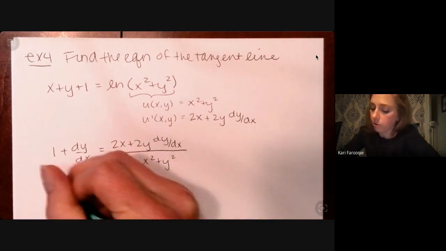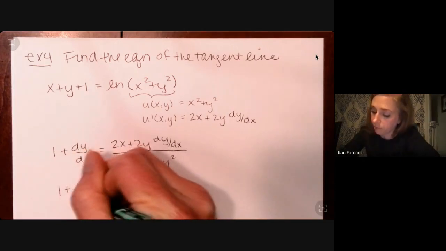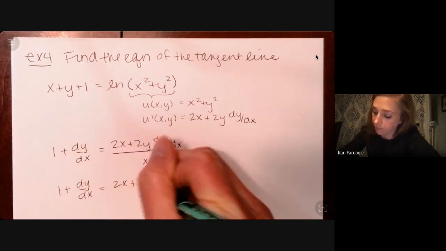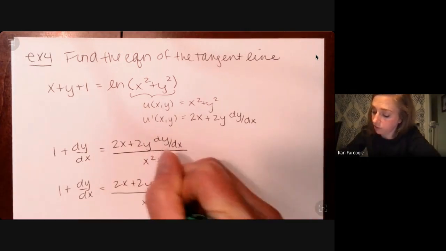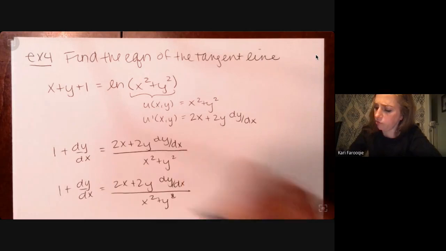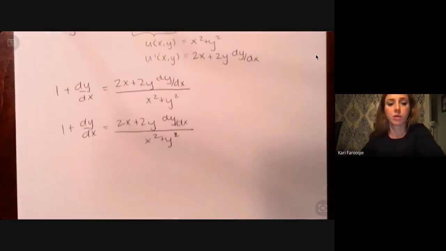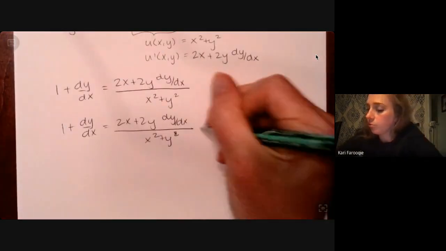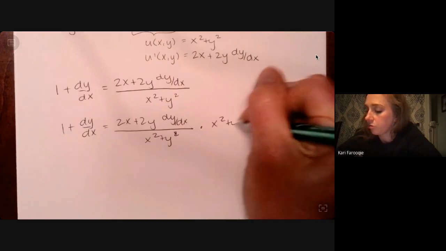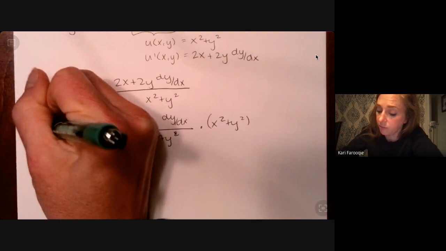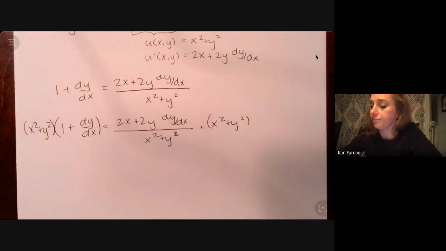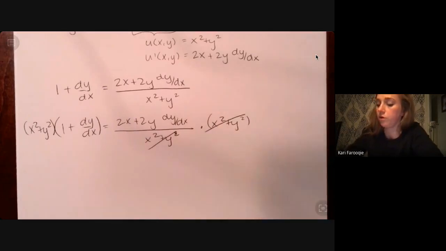So I'm going to, again, rewrite my expression so that your notes look nice. I'm only doing this for your notes. Okay, now we're going to multiply both sides by x squared plus y squared. Don't forget your parentheses. And then, boop, it's gone from the denominator of the right-hand side.